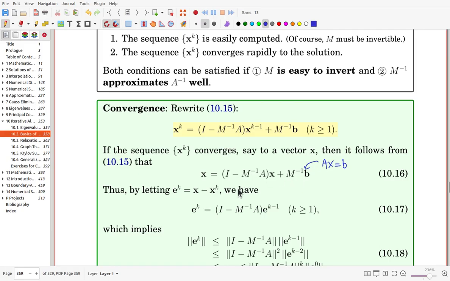Okay. Now we subtract this equation from this one. Then the left-hand side is x minus xk, and we define ek to be x minus xk. Then from these two equations, ek is the iteration matrix times ek minus 1, and these two terms are the same, and so they cancel out. So we reach this error equation.